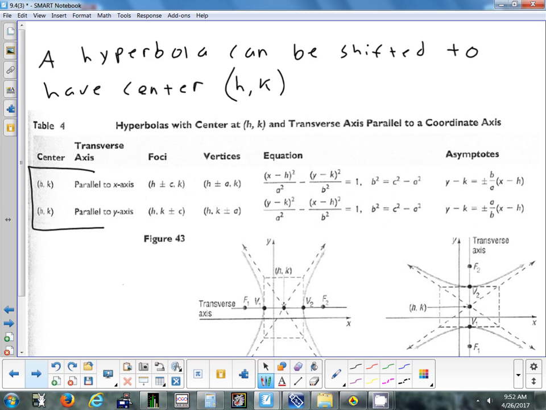Now, notice how they write this. They wrote b squared equals c squared minus a squared. That's not how I've been writing it, but what I've been writing is the same thing. I just like to rearrange it because I think if you remember the Pythagorean theorem, you'll remember it better. So I don't write it that way, but it's the same thing. So just ignore that. Do it the way we've been doing it.